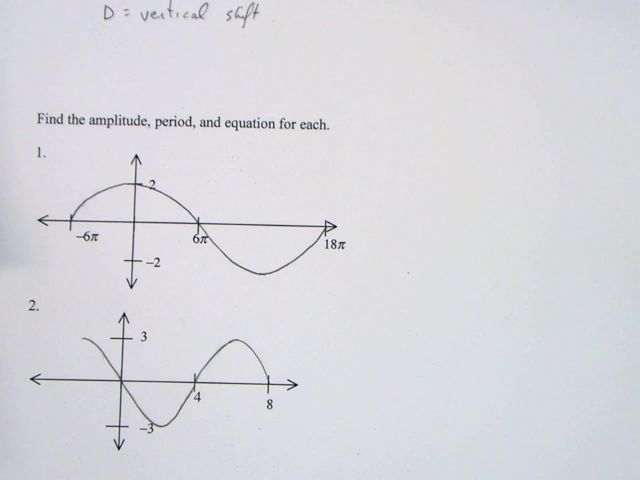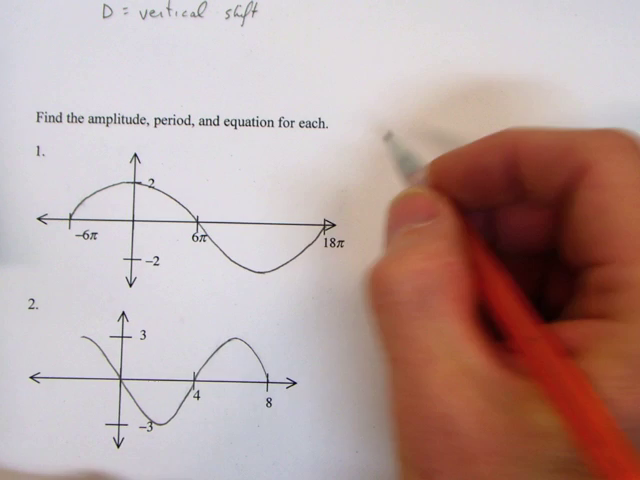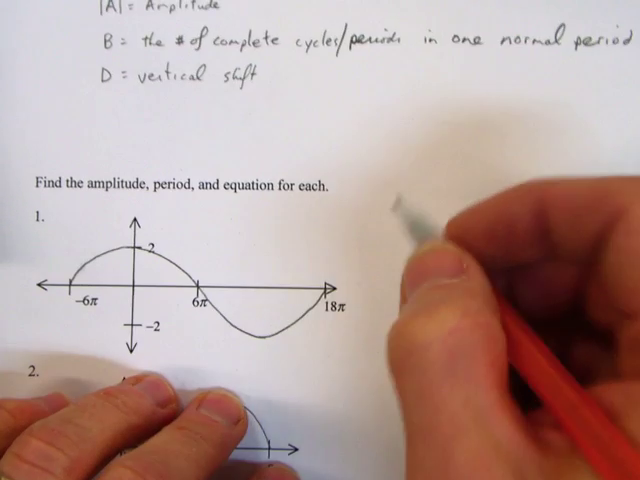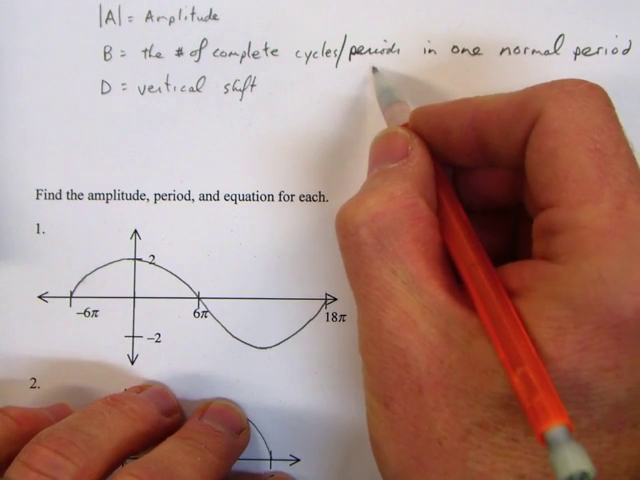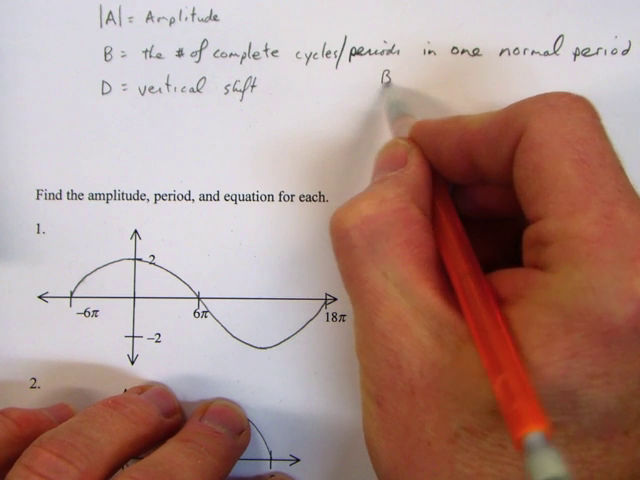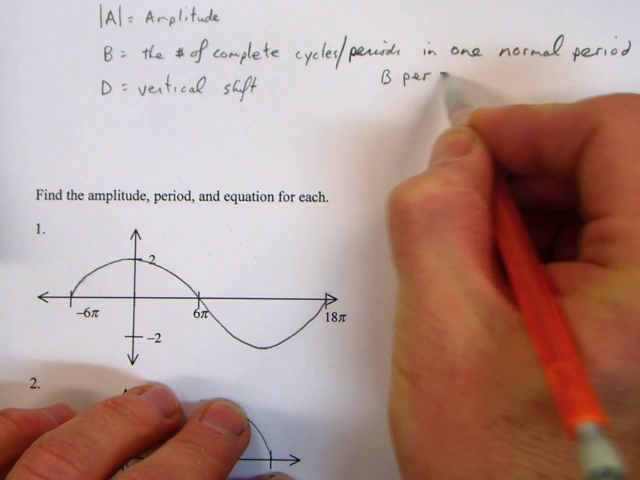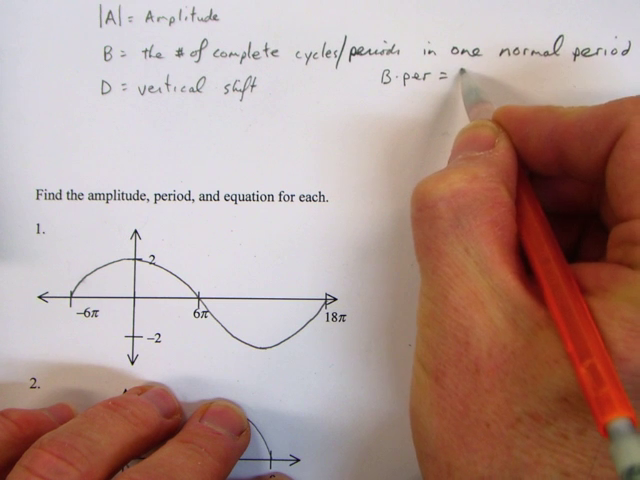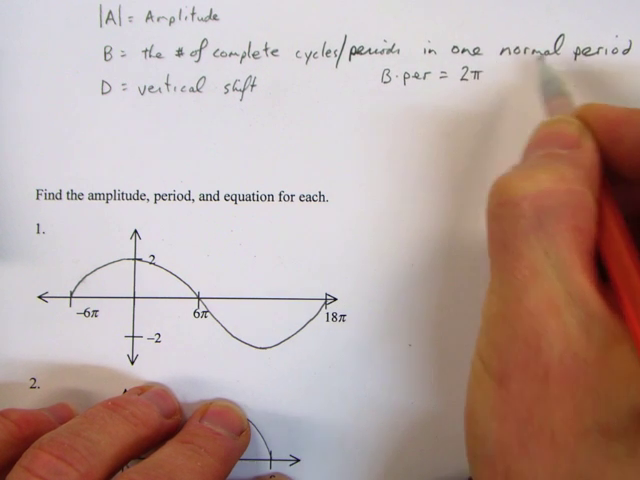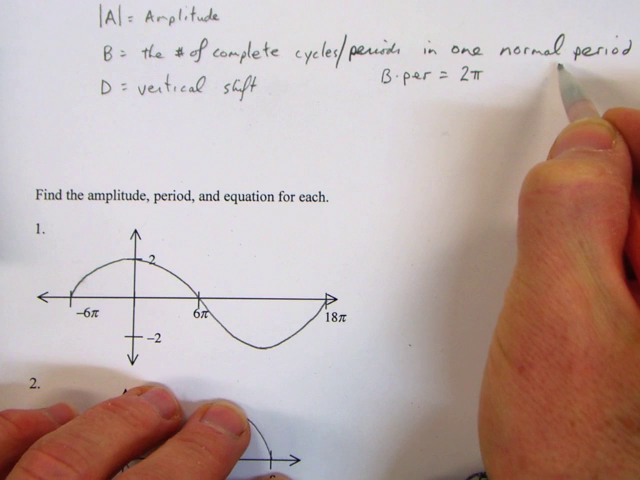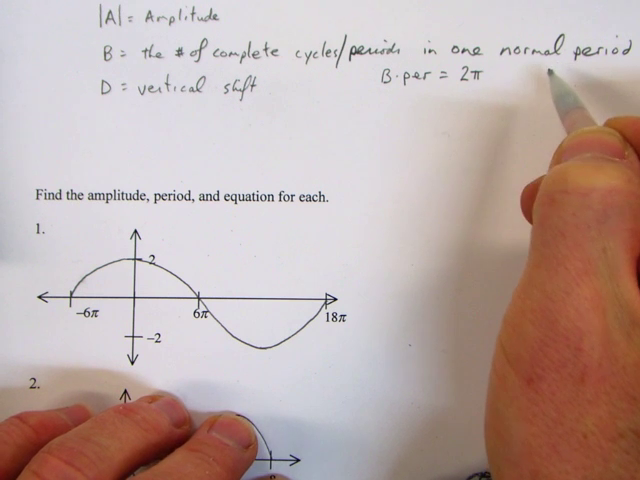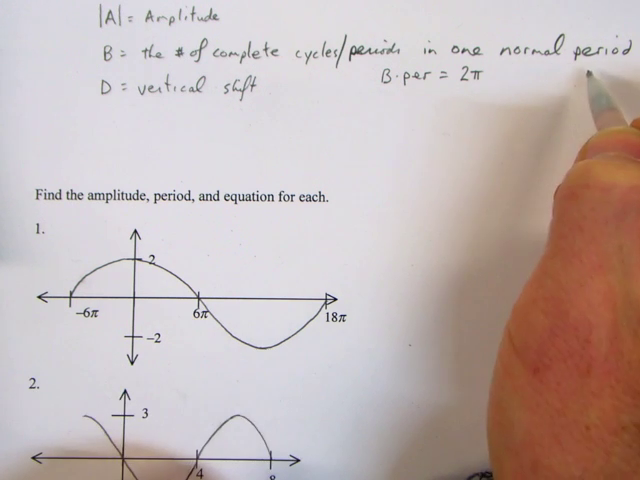All right, find the amplitude and period of each equation. So actually, we could probably come back up here and write, if this is b complete periods, we'll have b periods equals one normal period, which is 2 pi. And one reason why I say use one normal period is because for tangent, the same idea applies, except the period of tangent, as you know, is pi instead of 2 pi.